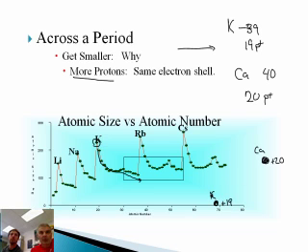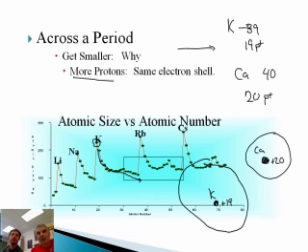As you add this additional proton, it's holding on to the same electron shell. Both of those are holding on to the 4s shell. So calcium will be a smaller shell, because there's a larger positive charge pulling that negatively charged shell into it. Think of it like a stronger magnet.